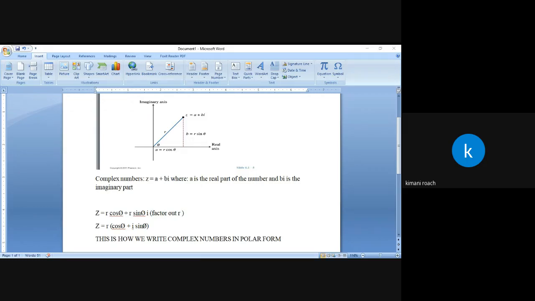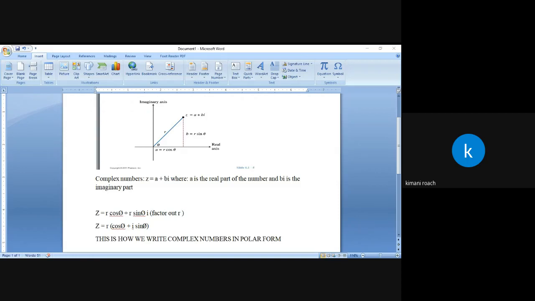And before we get into it, let's just refresh ourselves on complex numbers. So we know that a complex number takes the form z is equal to a plus bi, where a is the real part of that number and bi is the imaginary part. All right. And by now we would have been able to plot our complex numbers on our Argand diagram, where we have the x-axis representing the real axis and the y-axis representing the imaginary axis.